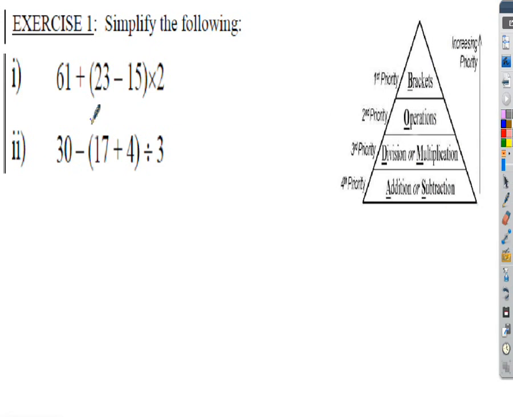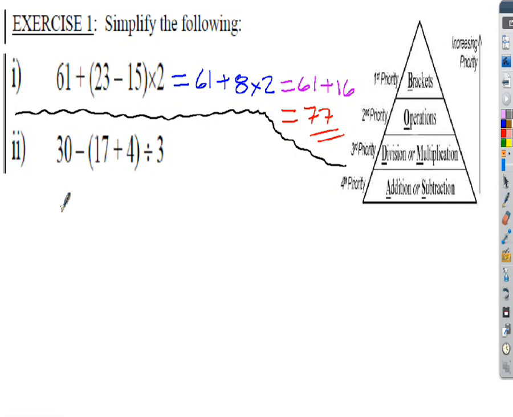So exercise 1 here, we have 61 added to, in brackets, 23 minus 15, which is all multiplied by 2. So again, applying BODMAS here, we need to deal with the bracket first of all, so that will be 61, we're adding to that 23, take away 15, that will be 8, and that's multiplied by 2. So the precedent was initially with the bracket, now the precedent is going to be with the multiplication. So that will now be 61 plus 8 times 2 is equal to 61 plus 16. So the answer is equal to 77.